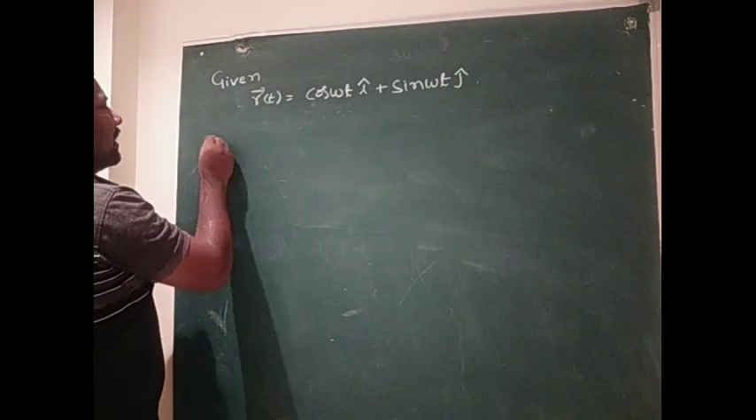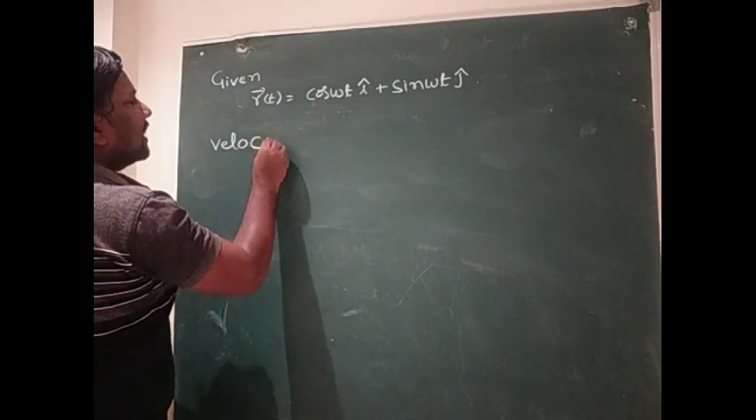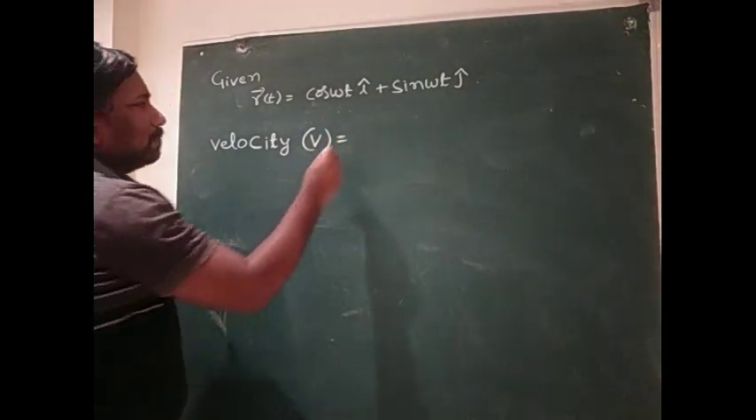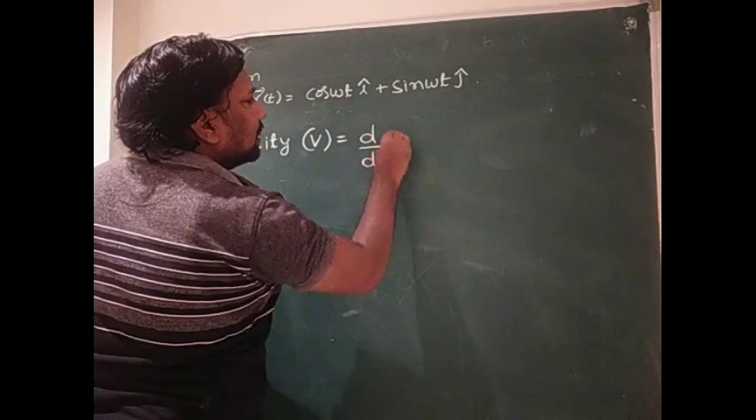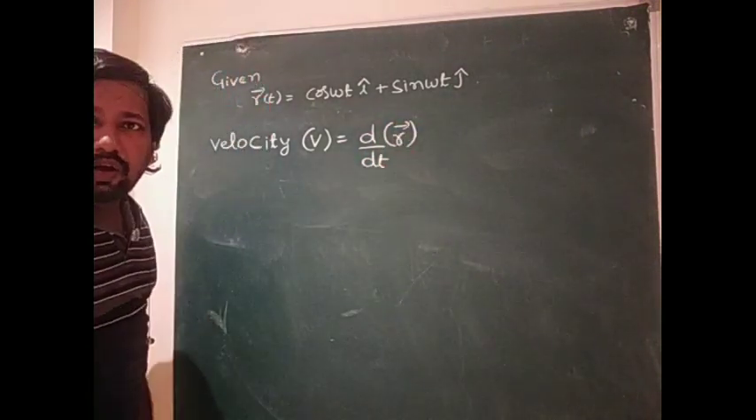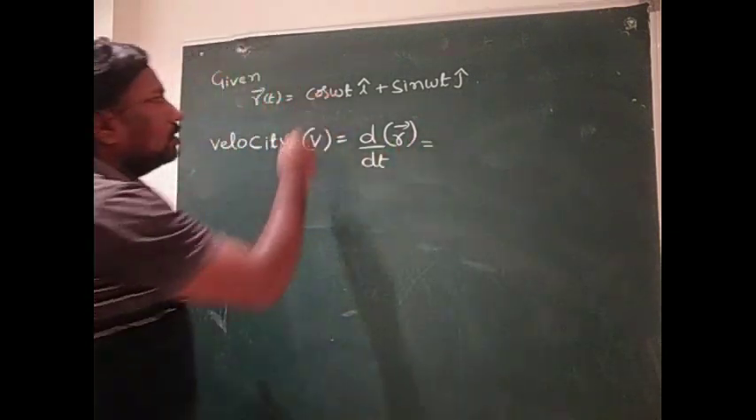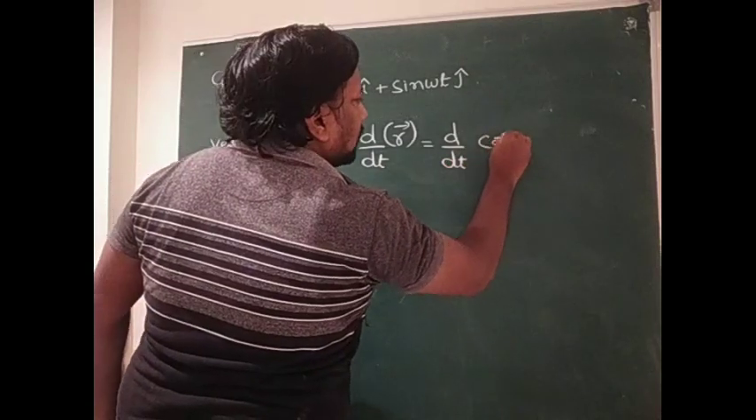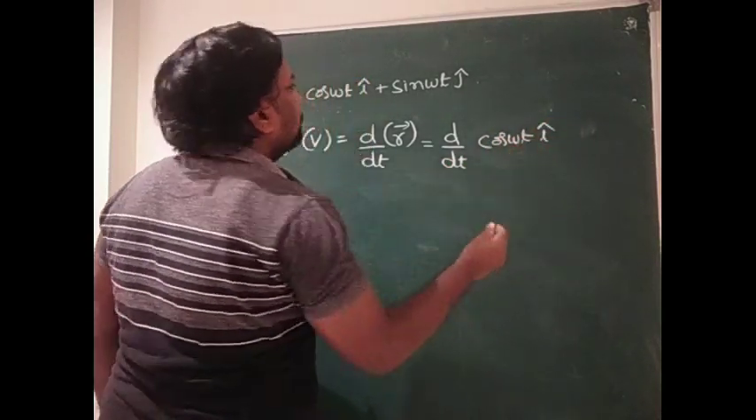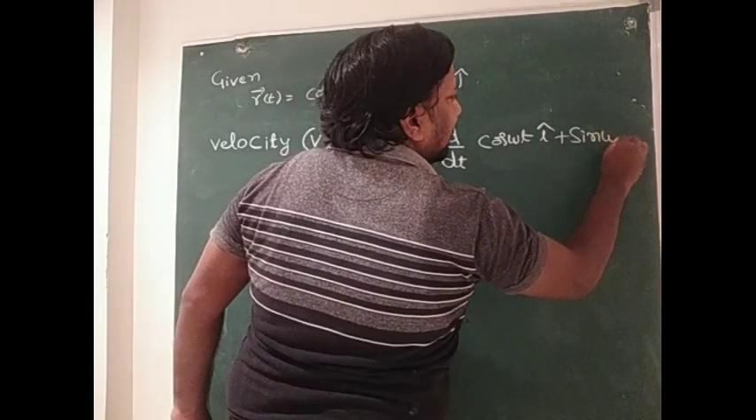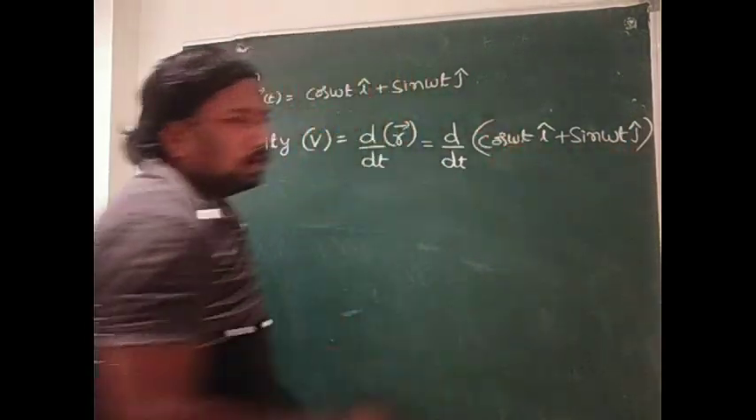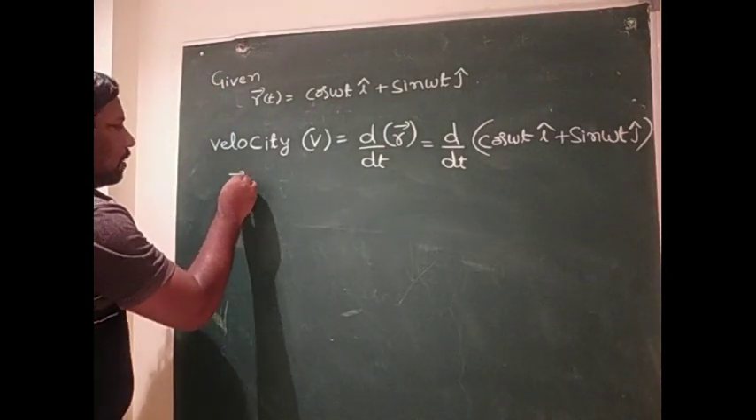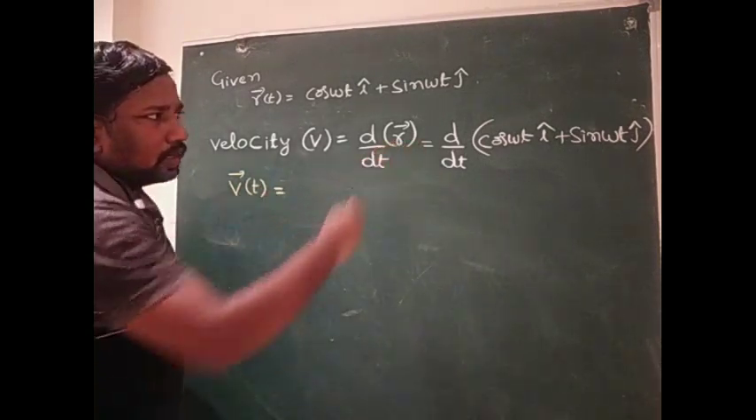First of all, velocity of the particle. Velocity means the rate of change of displacement is known as velocity. So here d by dt of r bar equal to d by dt of cos omega t i cap plus sin omega t j cap. So here v bar of t equal to cos omega t.